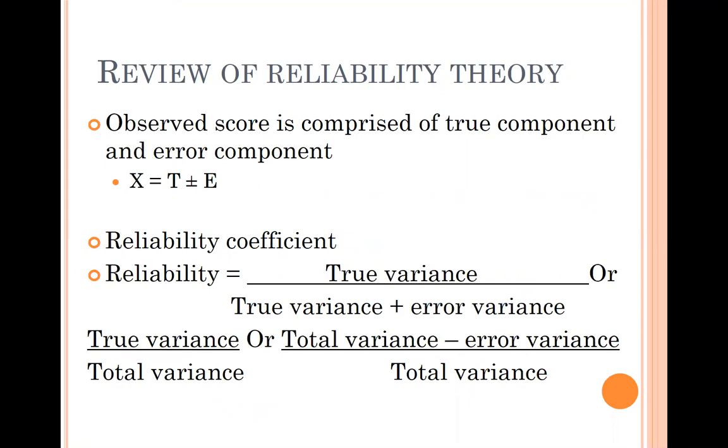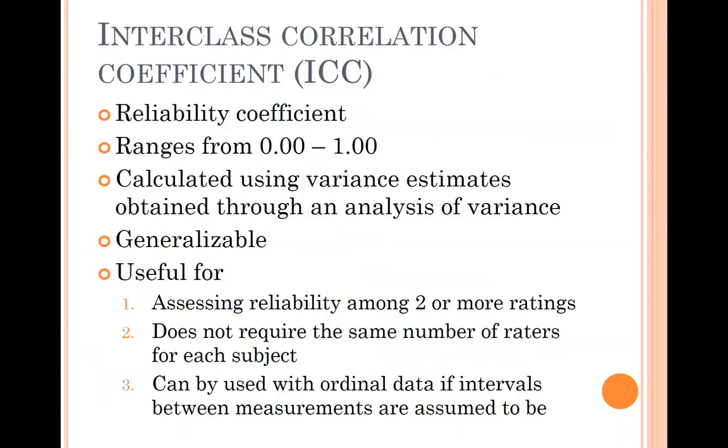Let's talk a little bit about the reliability coefficient now. So the equation for that reliability coefficient is the true variance over the true variance plus the error variance. Or another way of looking at it is the true variance over the total variance, or the total variance minus the error variance over the total variance. So any of those equations will work.